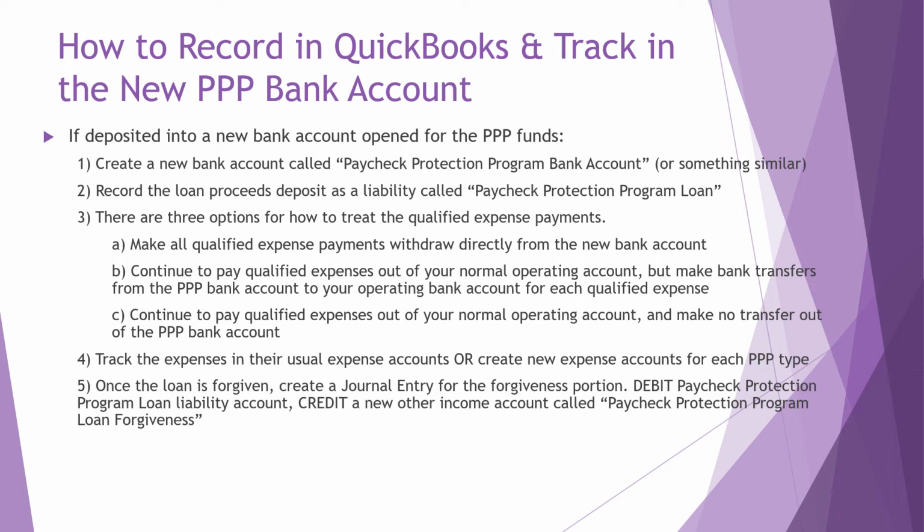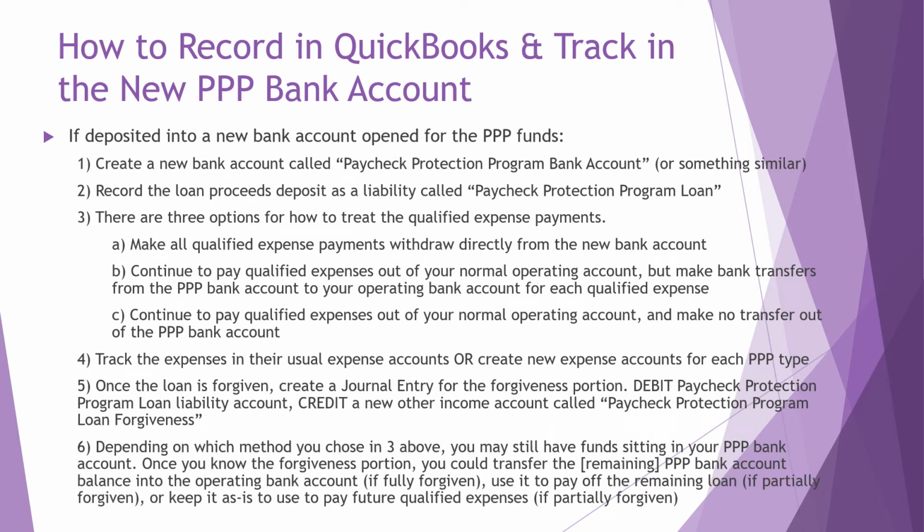So once you have the loan forgiveness amount, you can create a journal entry for that forgiveness portion. And you would simply debit the Paycheck Protection Program loan liability account for the forgiveness amount, and then credit a new other income account that you could call something like Paycheck Protection Program loan forgiveness. After you make this journal entry, you should be able to look at the liability account that you created for the PPP loan and double check that it's correct. If your loan was fully forgiven, it should say 0 on your balance sheet. If it was not fully forgiven, then the loan should be whatever portion was not forgiven. That's what should show up on your balance sheet.